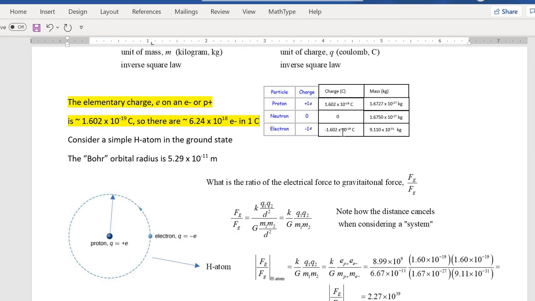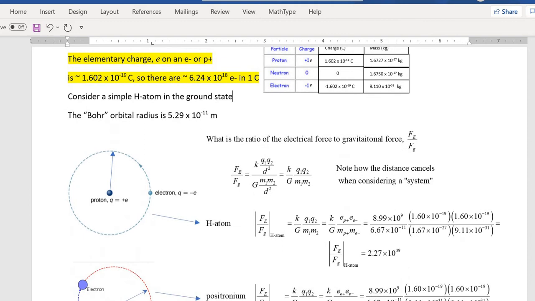You need to find a table of values and have it stored somewhere convenient where you can use it. And you can see that they're very small, like 1.67 times 10 to the minus 27 kilograms for the proton. The neutron's very similar. It's just slightly heavier than the proton. And then the electron is 9.11 times 10 to the minus 31 kilograms.